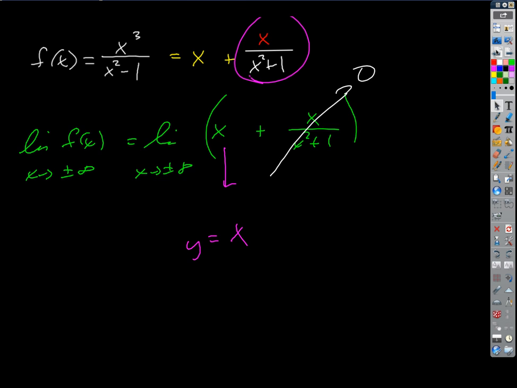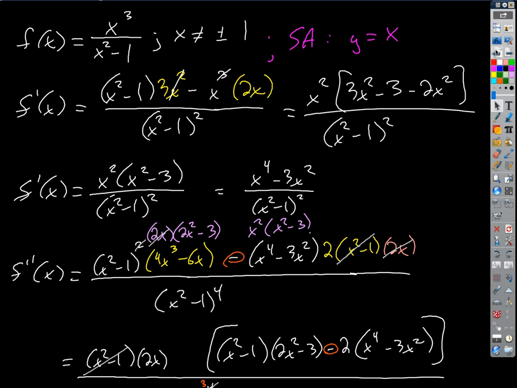So if we look back at our progress yesterday, this was a big problem. Here's what we started with, right? A rational function. We determined that we had vertical asymptotes at plus and minus 1. We calculated our slant asymptote at y equals x.